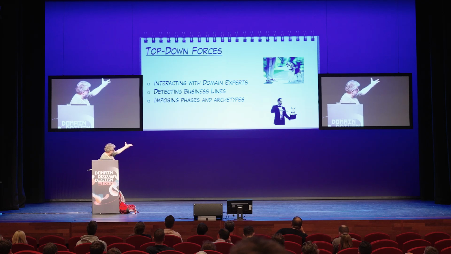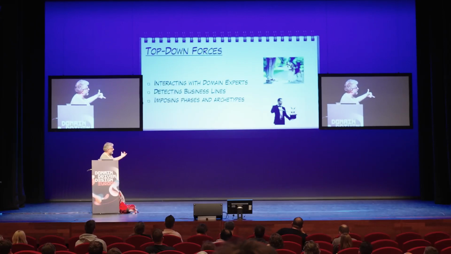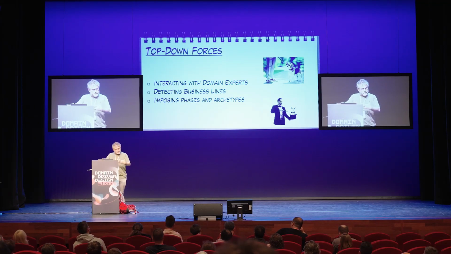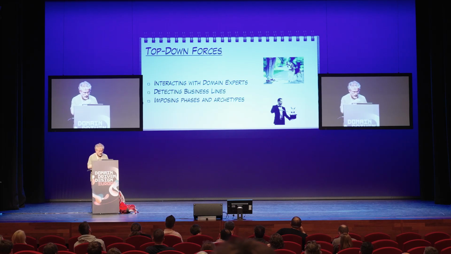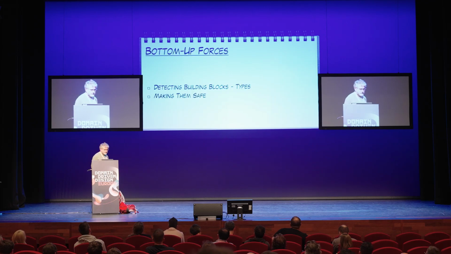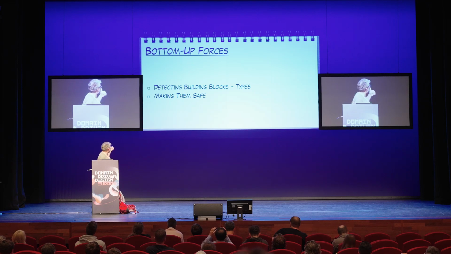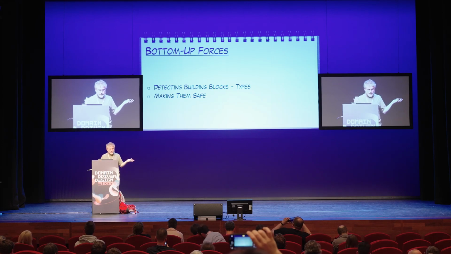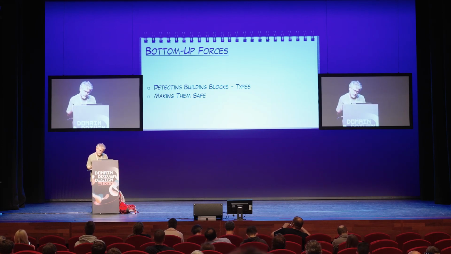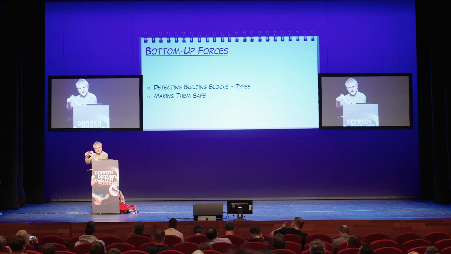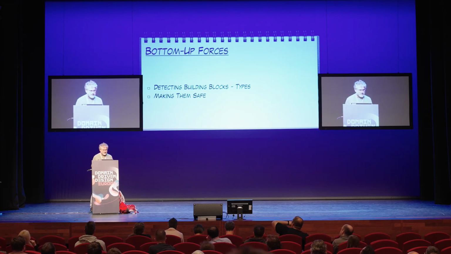The other thing that feels a little bit like a magician pulling a rabbit out of the hat is imposing phases and archetypes on the model, but it was kind of going well. Still, it felt like magic tricks. The other forces were coming from coding practices, basically detecting building blocks and types and making them safe. I would say tactical patterns, good old value objects, or value objects with more personality than just the basic types. I mean, it was not about having a money class, but having something more sophisticated.